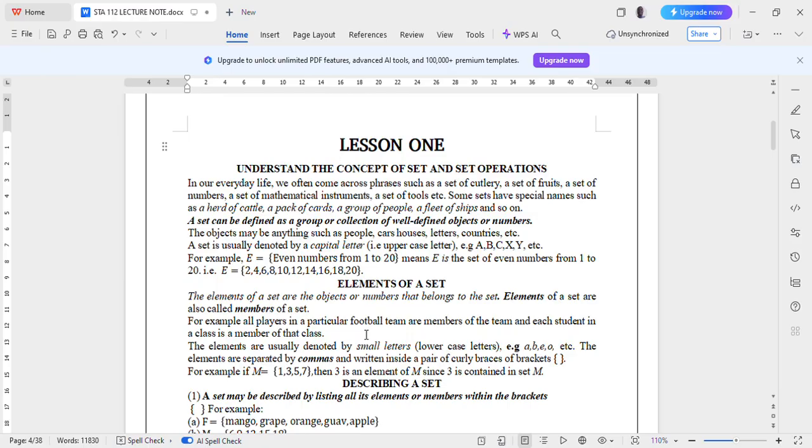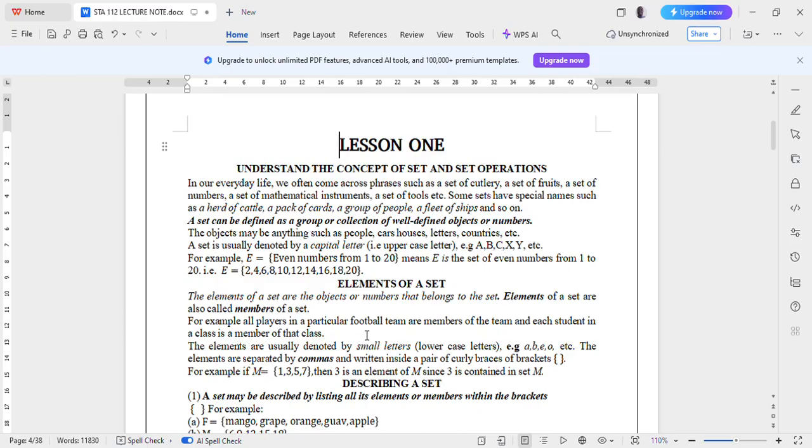Just as in the example of the fruits, whatever you see, mango, guava, tangerine, banana, plantain, and so on, you know these are a set of fruits. So in a nutshell, a set can be defined as a collection of well-defined objects. These objects may be anything, such as people, cars, houses, letters, countries.